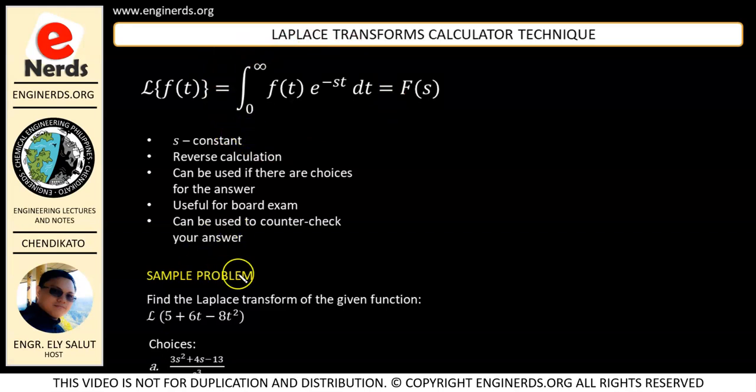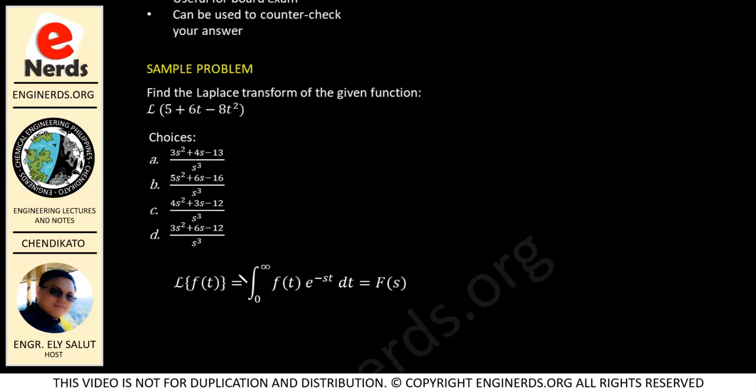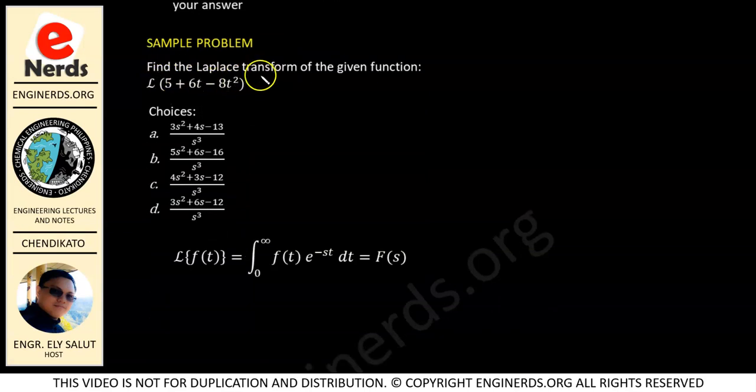So, to do that, let us have this sample problem in here. We need to find the Laplace transform of the given function. So, we need to get the Laplace transform of 5 plus 6t minus 8t squared. Then, meron tayo mga choices. Ito yung sinasabi ko, no? We can apply this technique if we have choices kung ano ba yung tamang sagot.